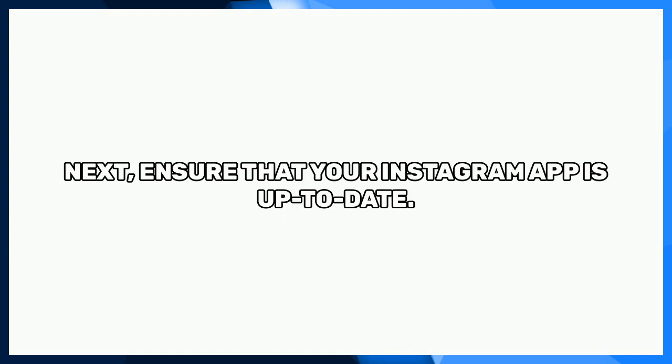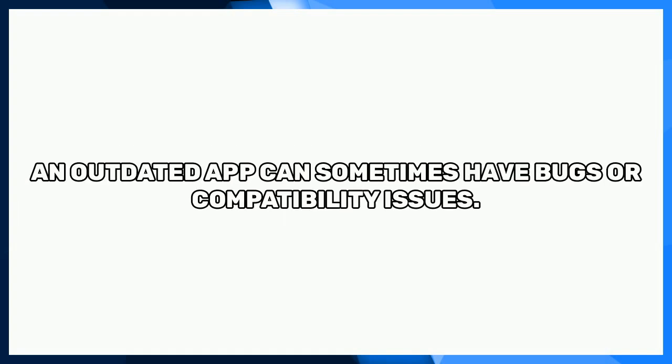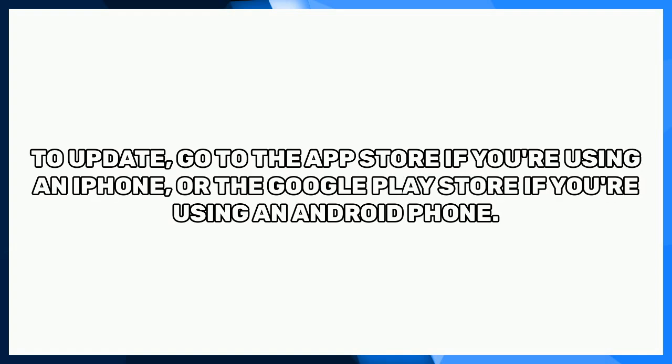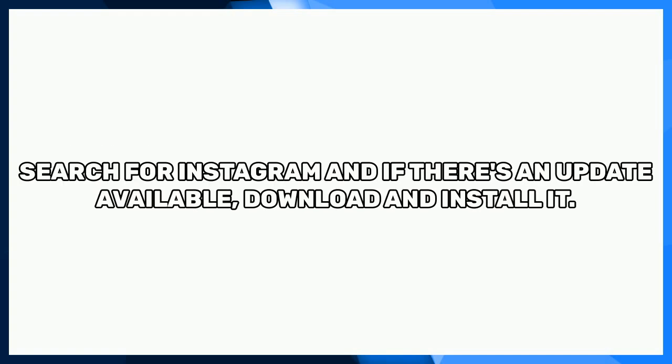Next, ensure that your Instagram app is up to date. An outdated app can sometimes have bugs or compatibility issues. To update, go to the App Store if you're using an iPhone, or the Google Play Store if you're using an Android phone. Search for Instagram, and if there's an update available, download and install it.